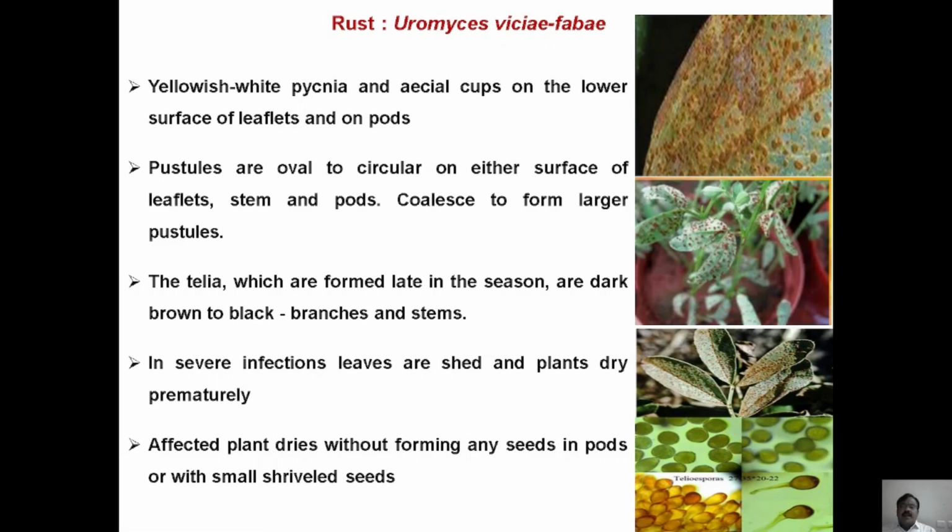This uredosori, upon maturation, converts into teliosori. This teliosori occurs late in the season, and is dark brown or black, and is also present on the branches of the stem as well as on the leaf. In severe infection, the leaves turn dry and they may fall off. The affected plant dries without producing any pods or seeds. Even if they are produced, the seeds will be shriveled in nature.